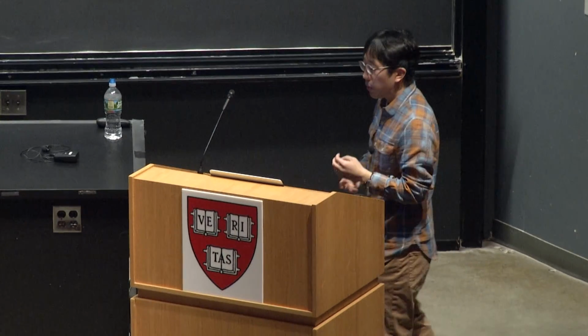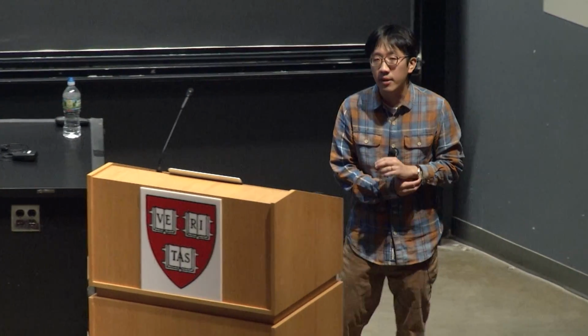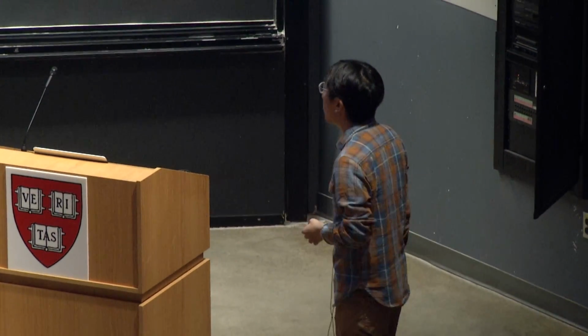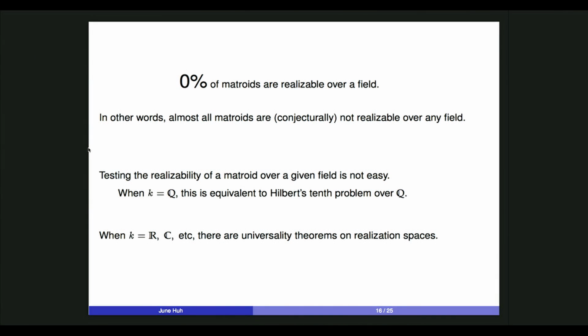And this question of realizability is known to be connected to many other interesting problems. For example, when your K is Q, this problem is essentially the Hilbert tenth problem over Q. And for geometric fields like real numbers or complex numbers, there are universality theorems on what are called realization spaces and so on. So in short, the question of realizability can be interesting and delicate. And most matroids are not realizable. But still, we do expect, and in fact, in some sense, we can prove Hodge-Lefschetz and Hodge-Riemann for all matroids.